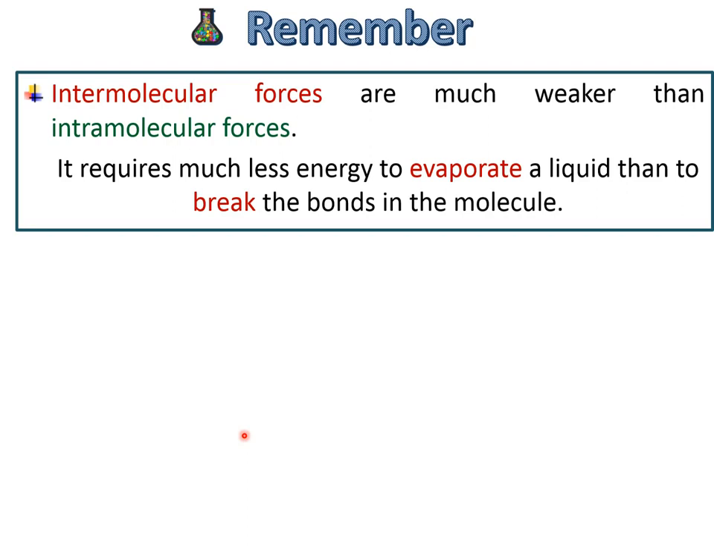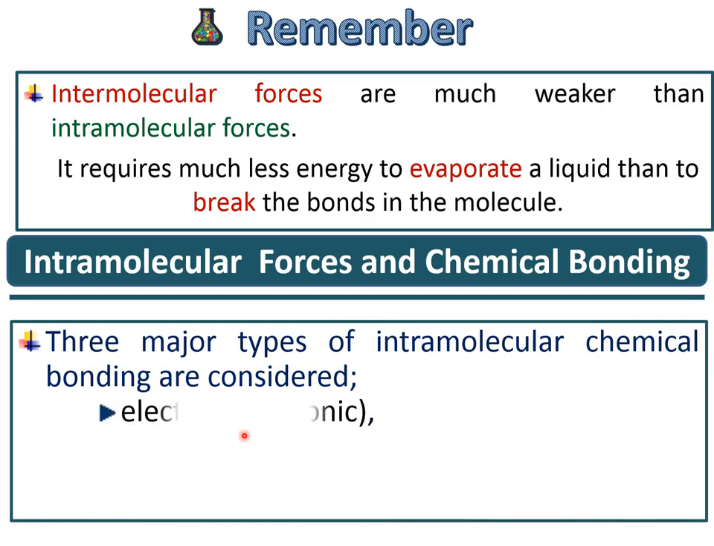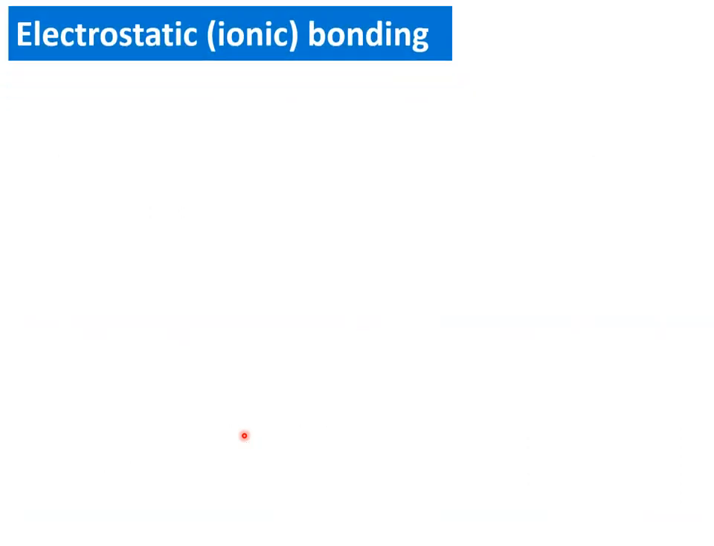Intramolecular forces, we have three different types. We will get an overview of every type very quickly, but I'm sure you're already familiar with this type of bonding: the ionic bonding, the covalent bonding, and the metallic. So, the electrostatic bonding, or the ionic bonding.